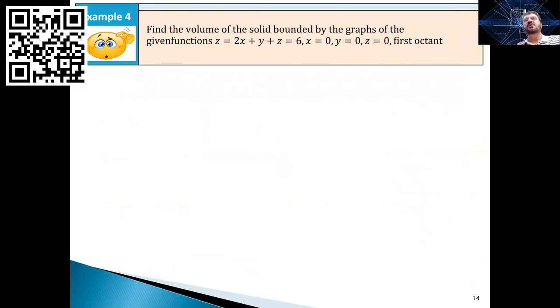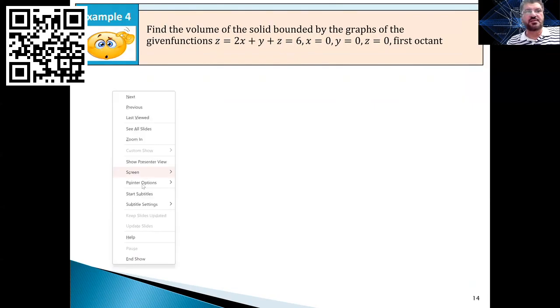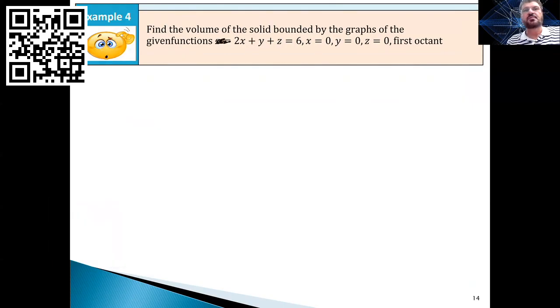Now, find the volume of the solid bounded by these. By the way, there is an error here. I will have to fix that part. So let's take the black. There's nothing here. It's 2x plus y plus z equal to 6, x equals 0, y equals 0, z equals 0, first octant. So now what we have here, guys, we have this function.